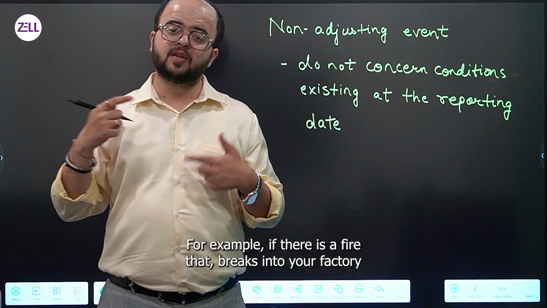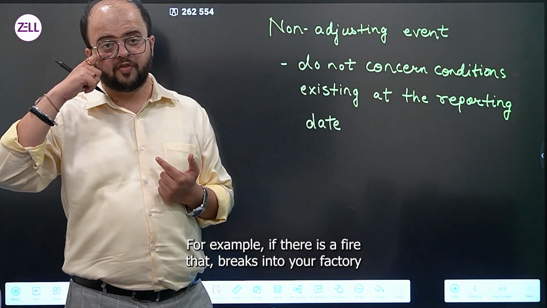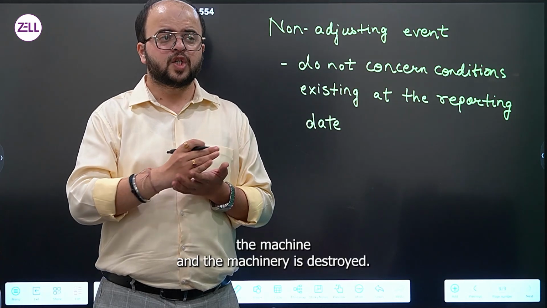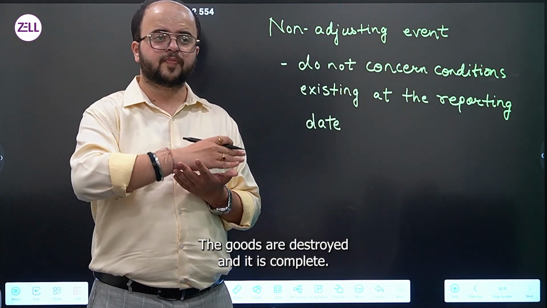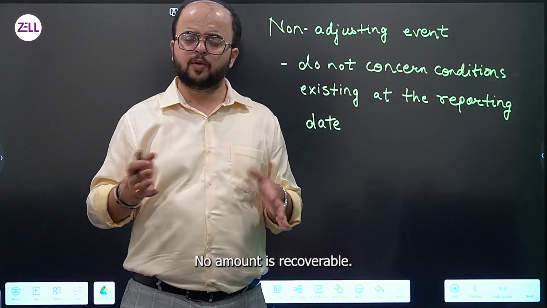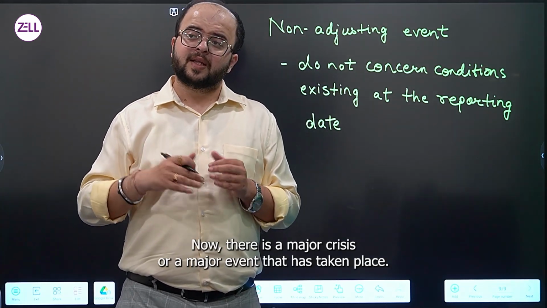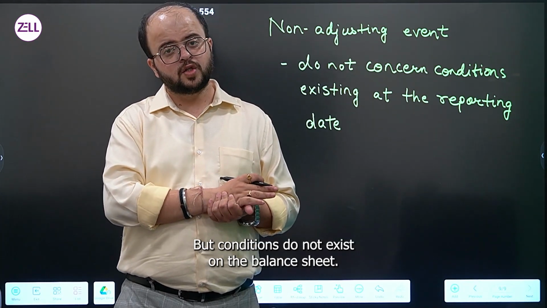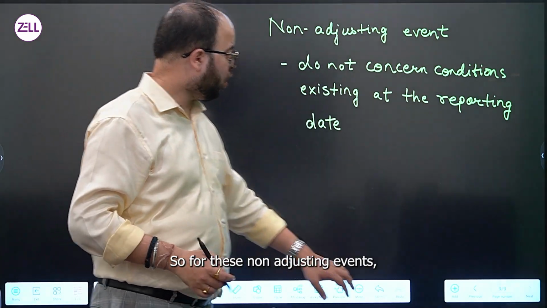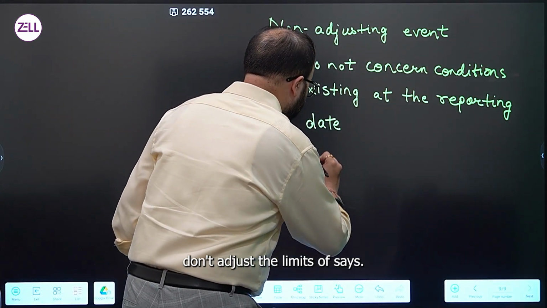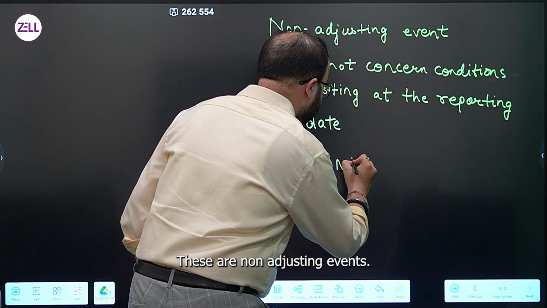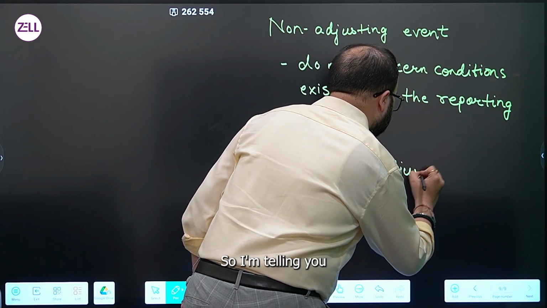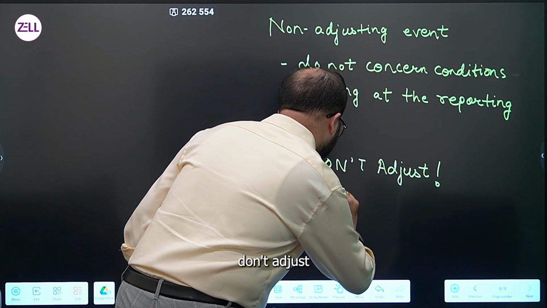For example, if there is a fire that breaks into your factory, or there is a natural disaster which destroys a factory and a warehouse, the machinery is destroyed, the goods are destroyed, and it is complete. No amount is recoverable now. There is a major crisis or a major event that has taken place, but conditions did not exist on the balance sheet date. So for these non-adjusting events, don't adjust. The name itself says these are non-adjusting events. So I am telling you, don't adjust, disclose.